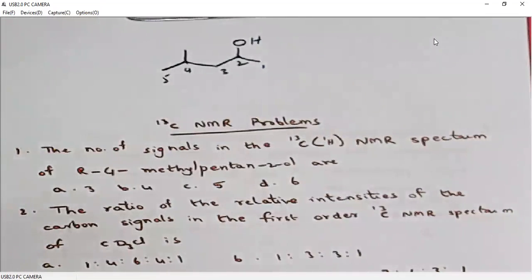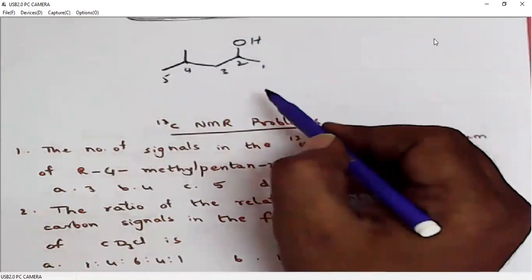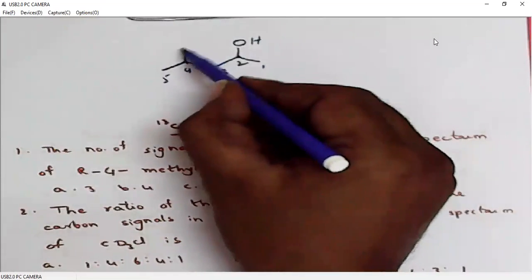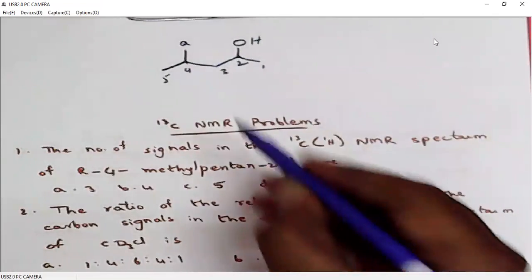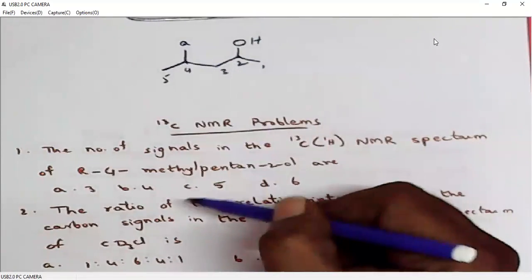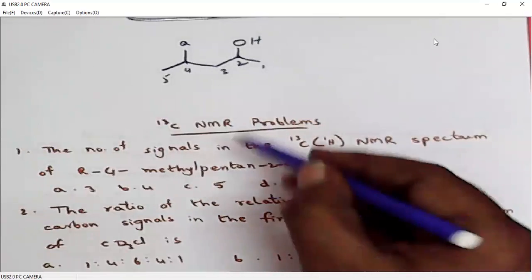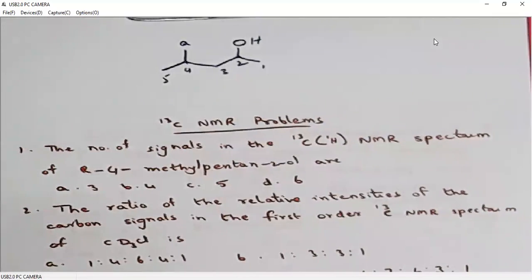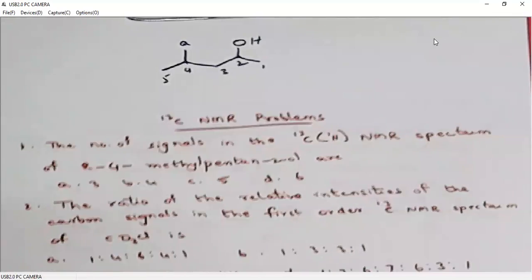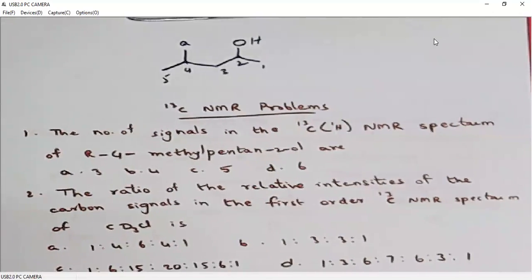Now look at this molecule. This 5th carbon, for example, I write A. These 2 are chemically equivalent, so they will give only one signal, and all others are chemically non-equivalent. So they give different signals. So altogether we will get 5 signals here.